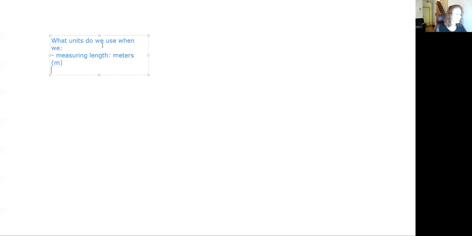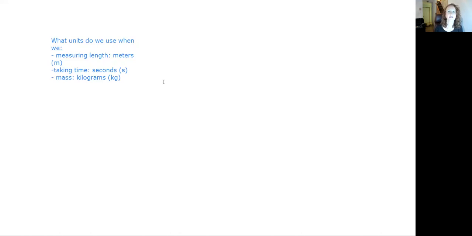If we are measuring or taking time, we are going to use seconds. If we are going to get the mass of something, we will use kilograms. That's denoted as a kg. These units are very important for us to use: meters, seconds, and kilograms.